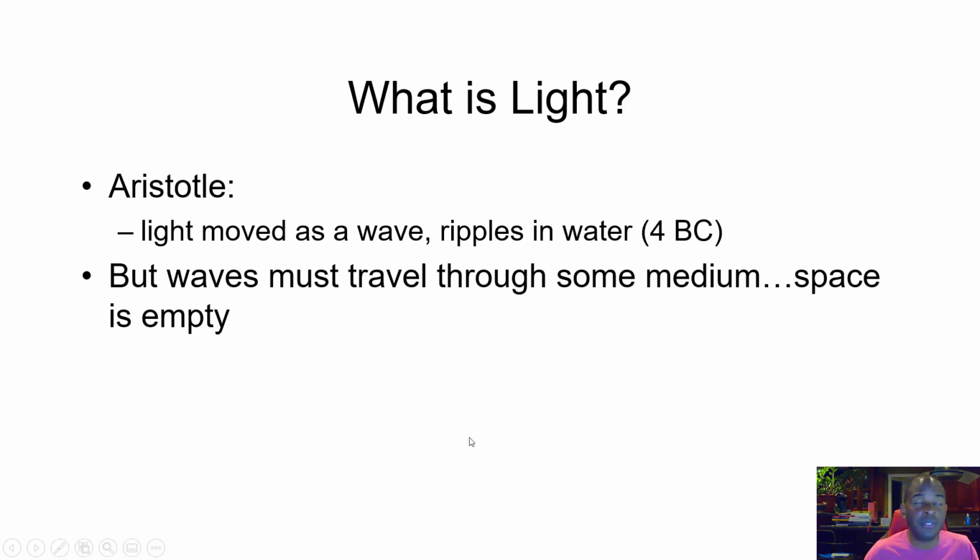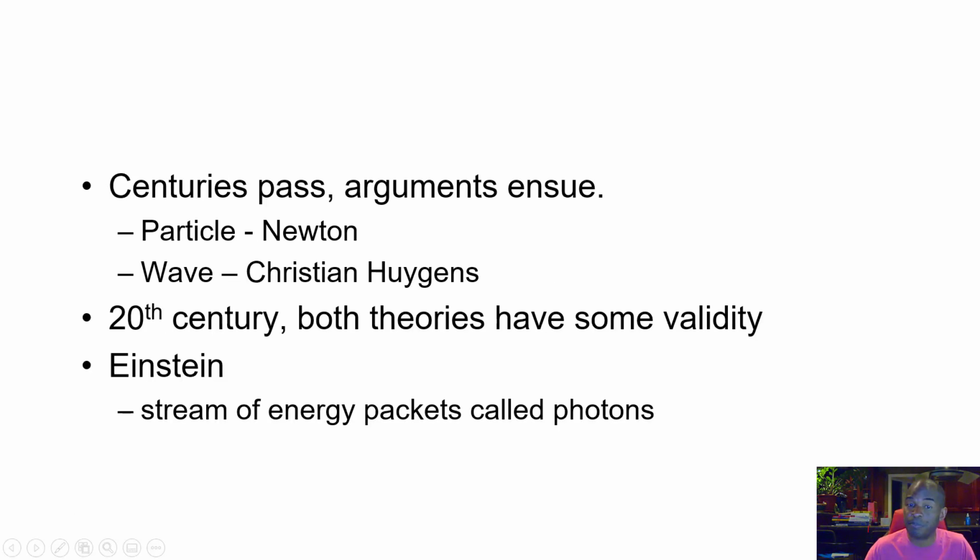Aristotle was 4th century BC, so a couple hundred years later. And he said light moved as a wave, like ripples in water. So a pebble drops in, you see these ripples. Now the problem with waves is that waves have to travel through a medium. They have to travel through air or a liquid or something like that. And we know that in outer space, between the sun and the Earth, there's nothing, right? There's absence. And there is no medium. And light can travel from the sun to the Earth. So that doesn't make sense. All right. So that's Aristotle. Another very smart person. I'm sure you've heard of him.